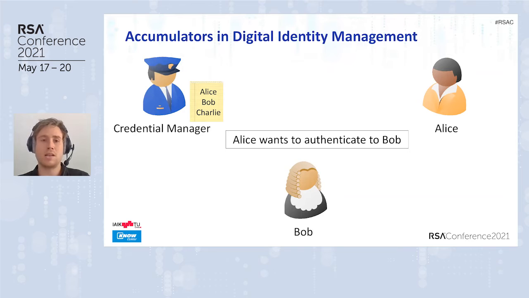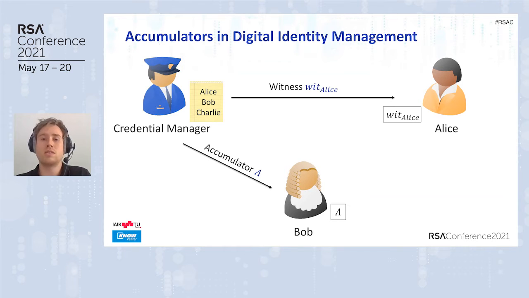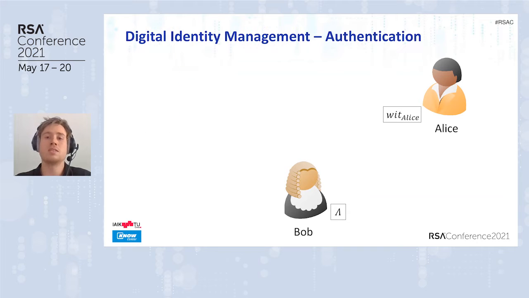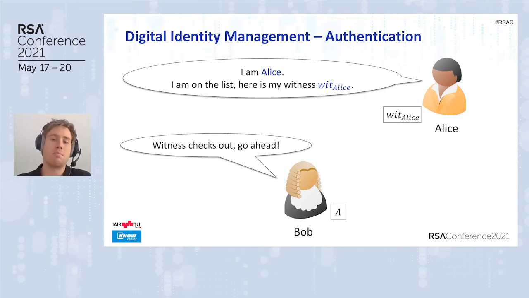Let's say we have a credential manager and he has a list of people here, Alice, Bob and Charlie, for which he has credentials. And let's say Bob wants to use these credentials to authenticate users for his service. What then happens is that the credential manager creates an accumulator and sends it to Bob. And each user receives a witness of himself being in the accumulator. So when Alice then wants to authenticate to Bob, she basically says, hey, Bob, I am Alice, I am on the list and here's my witness. And then Bob can look at the witness and verify it against his accumulator. And if it checks out, then he can authenticate Alice.